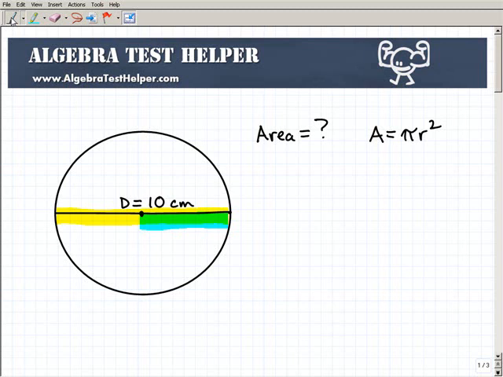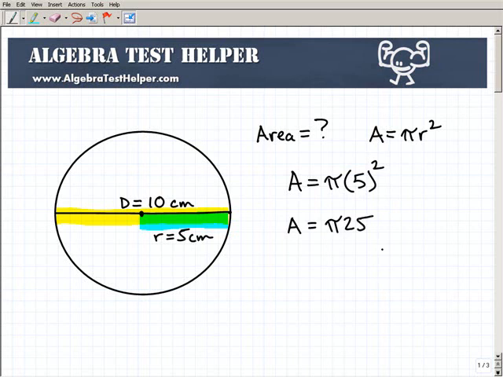Here's a circle, and I want to know its area. Its diameter is 10 centimeters. So what is its radius? The radius is always half of the diameter, so that's something you need to know. In this case, it'd be 5 centimeters. So all we need to do is use our formula. Area equals pi r squared. r is 5 centimeters, so I'm going to plug in 5, squared. So the area is equal to pi times 25.